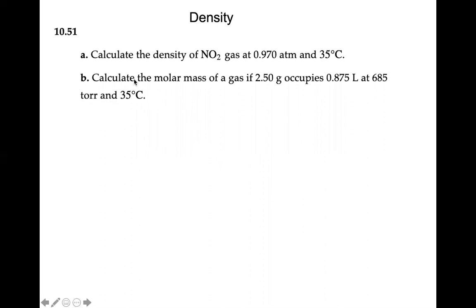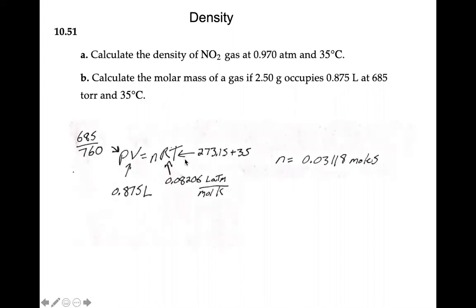Part B is different. It's saying instead, calculate what the molar mass would be if its density was 2.50 grams in this many liters. Let me work that one through for you. Okay, so again, I'm going to begin by saying, let me grab PV equals nRT and see what my missing term is. When I grab it, I'm only going to have one missing term. If I put it all together, I have a pressure that I can convert, a volume in liters, my friend, the gas constant, 0.08206, and I can convert the temperature to Kelvin.